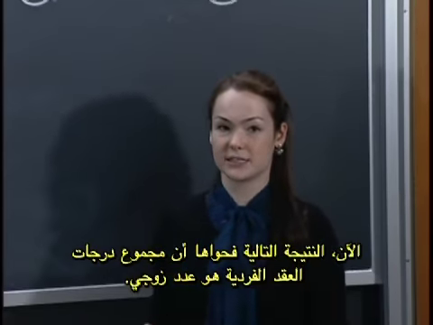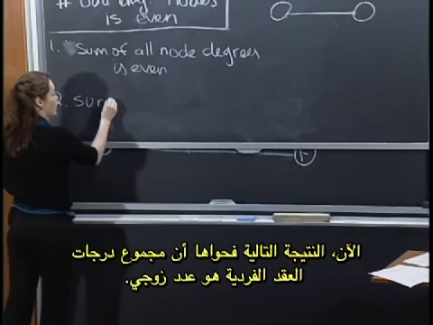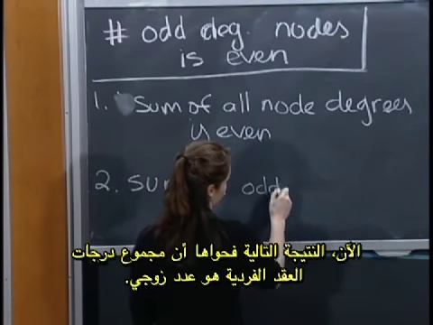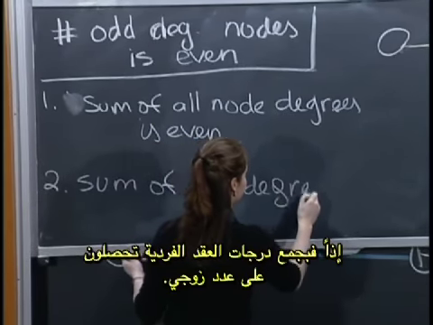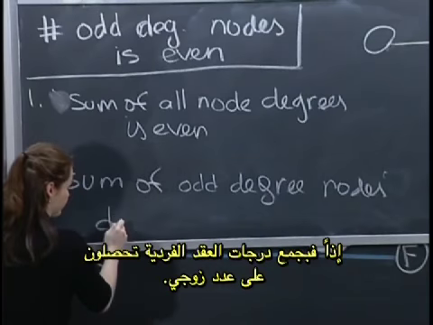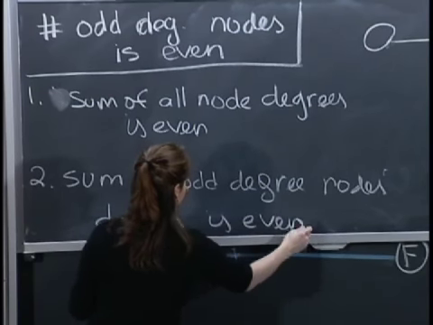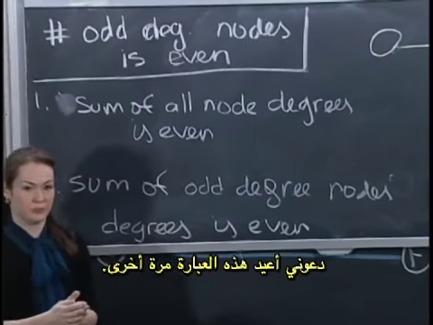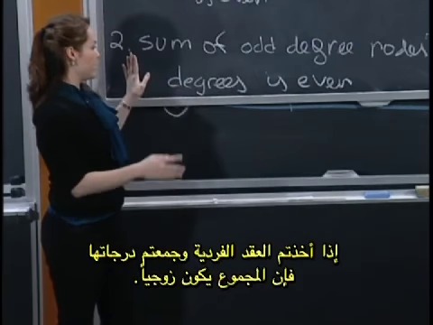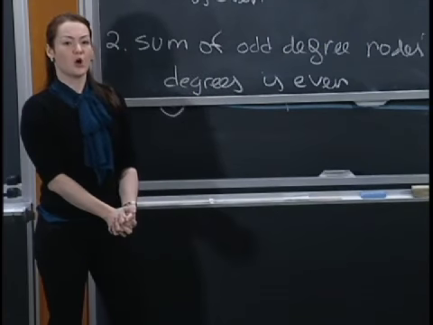Now the next conclusion is that the sum of odd degree nodes, so if you add up all the odd degree nodes' degrees, what you'll get is still an even number. Let me repeat that statement one more time. After you add up all those odd nodes' degrees, you'll come up with an even number. Why is that?